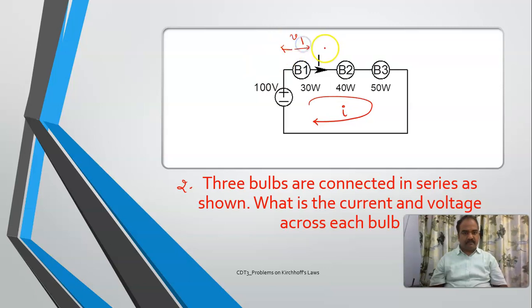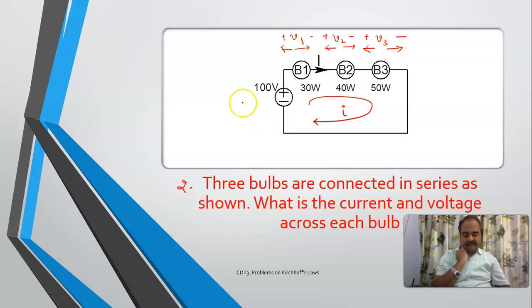V1. Here it is creating V2, and here it is creating V3. Am I clear? So V1, V2 and V3 are the voltage drops which are created across this one. And see here, I'll take the polarities in this way.